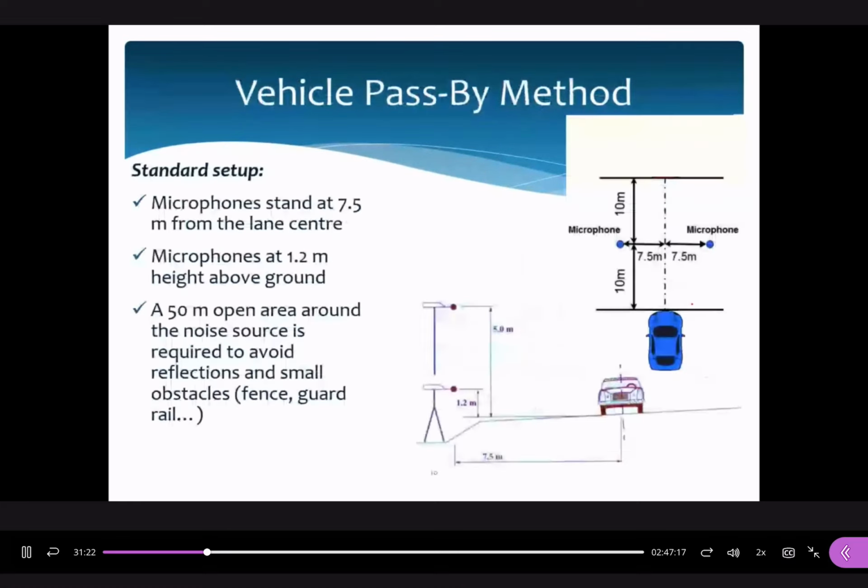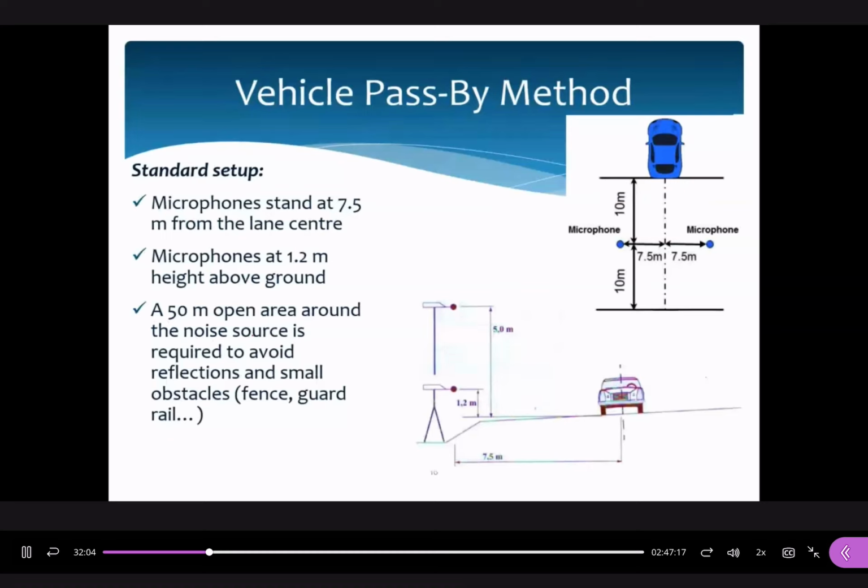Let's take a look at the first one, the vehicle pass-by method. The schematic diagram shows the testing method. We put 2 microphones along the road, and when a car passes by this zone, we can measure the noise effects. There are some general guidelines here. The microphone should be 7.5 meters away from the center of the testing track, at 1.2 meters height above ground, with around 15 meters of open area. We should not have any other obstacles.